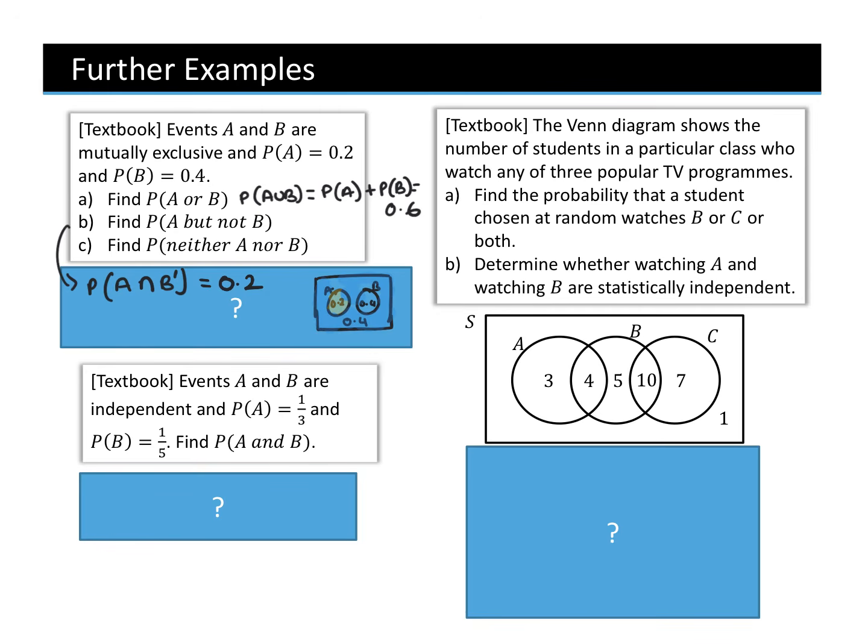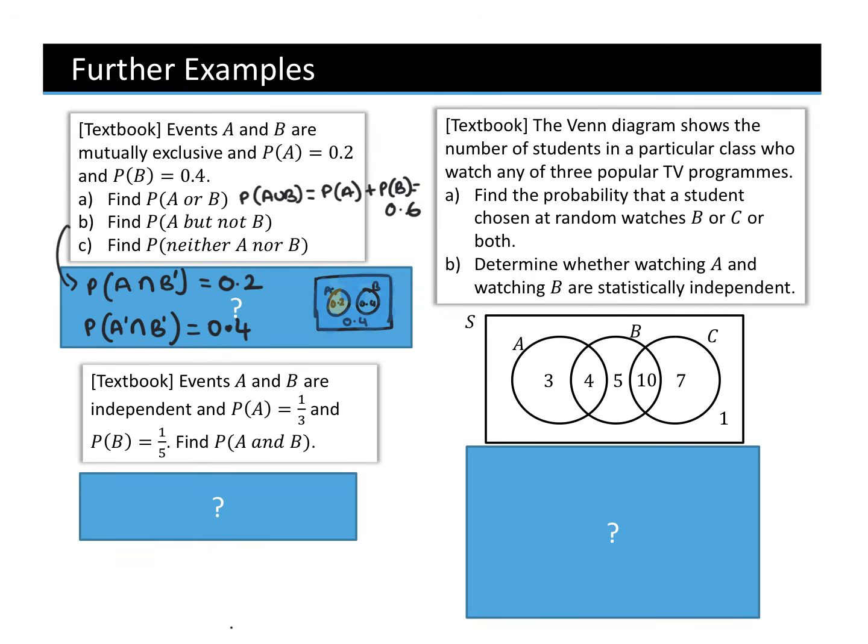Then it says the probability of neither A nor B. So it's A not and B not. A not and B not is the outside essentially, isn't it? 0.4. So events A and B are independent.